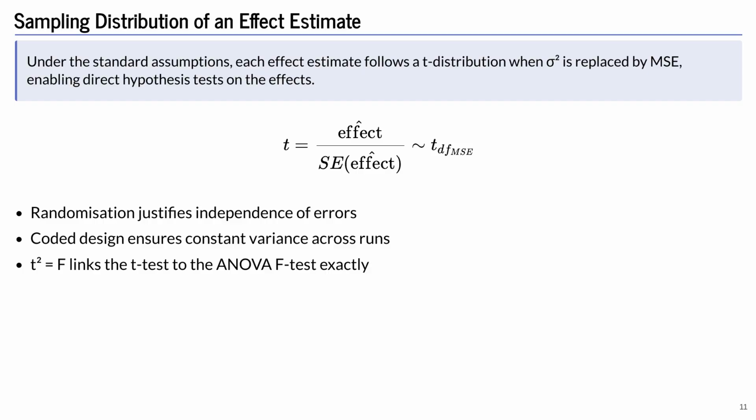There is an important algebraic connection here. When a factor has exactly two levels, the square of the t-statistic equals the f-statistic from the ANOVA table. This is not a coincidence. The two tests are mathematically identical. But the t-test gives you more. It preserves the sign of the effect, so you know the direction of the relationship, not just whether one exists. In practice, always report t-statistics alongside or instead of f-statistics for factorial effects.